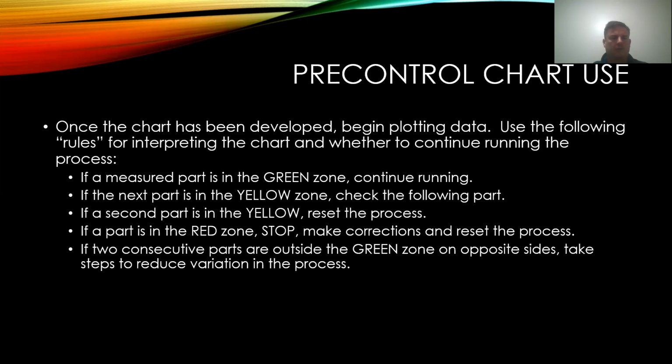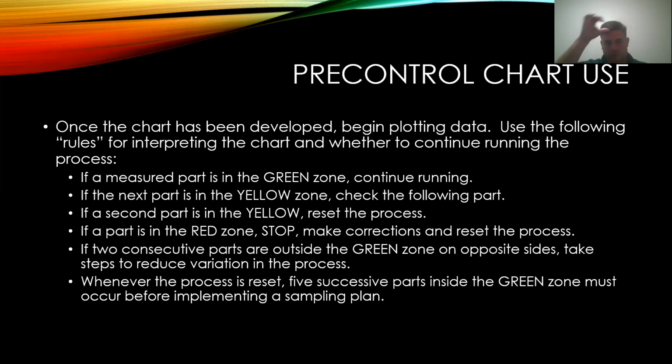And then 2 consecutive parts are outside the green, but they're on opposite sides. Again, take the steps to reduce variation in the process. So that means you have one in the yellow, say on the high side, towards the upper spec limit, and then the following part is in the yellow, but on the low side. So you have a lot of variation going from one to the next, right? So again, stop and double check and make sure everything's cool.